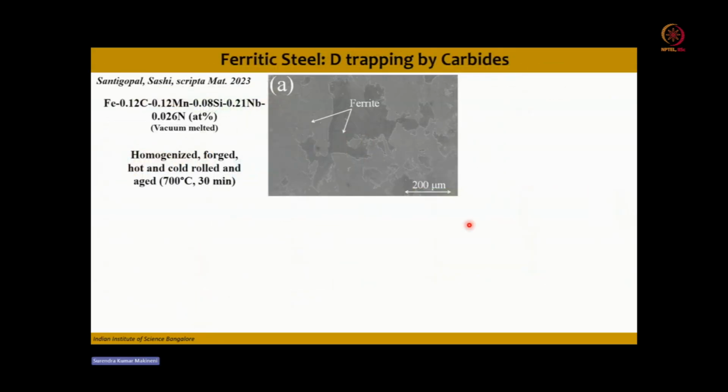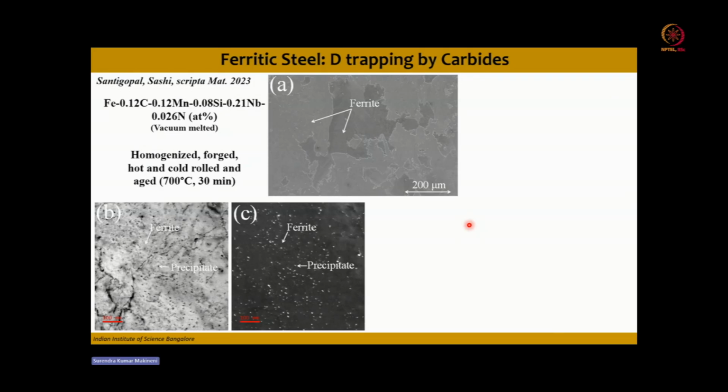Another interesting example is from Tata Steel, where they have provided a ferritic steel which is very prone to hydrogen embrittlement, and in this ferritic steel they can induce carbide precipitation. It was shown in the literature that carbides are prone to be trapping sites for hydrogen or deuterium, but they don't know whether hydrogen or deuterium is trapped at the carbides or at the interface. So they have given this sample. These are the precipitates which are present.